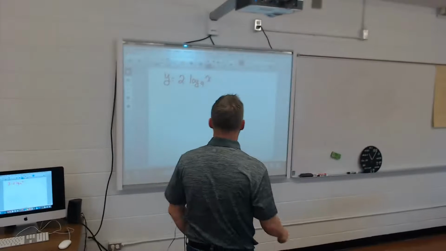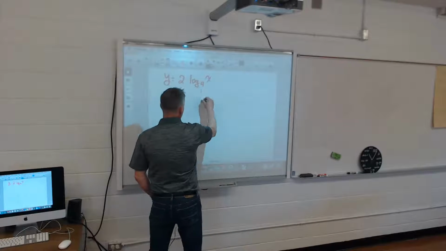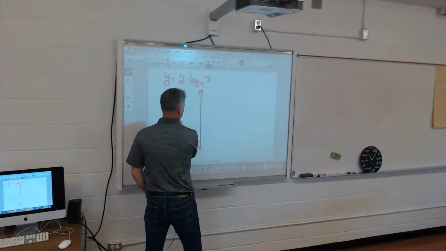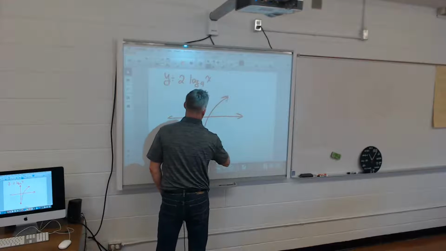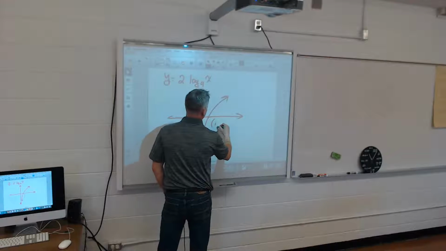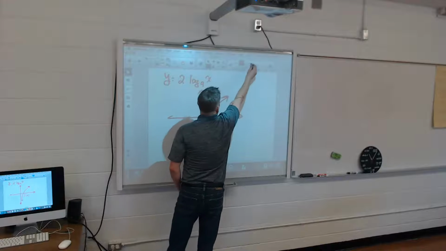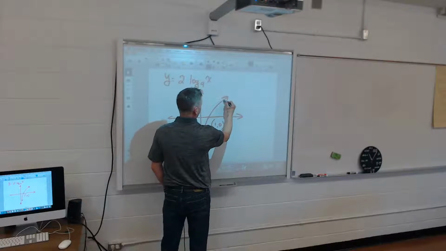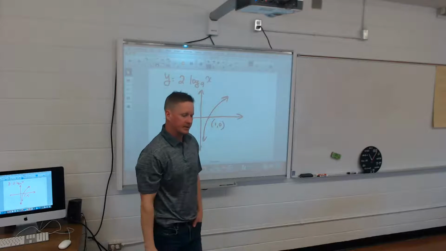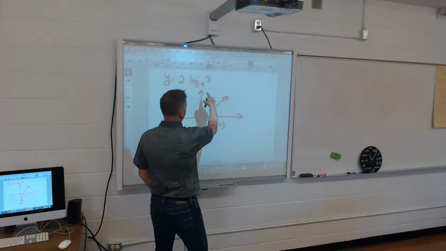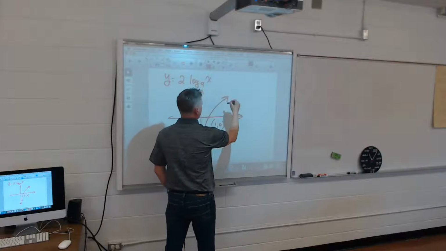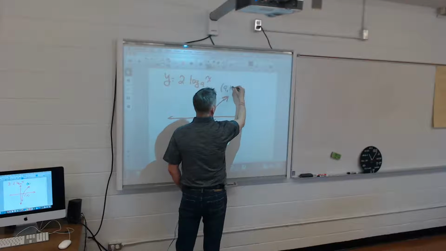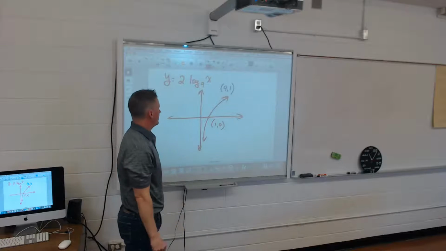So I've got the log of x to the base 9. Again, key points: 1 and 0 is a key point. The other key point that I don't normally point out, but I'm going to because the book is doing it, is if I put a 9 in for x, I get the log of 9 to the base 9, which is 1. So that's another key point.